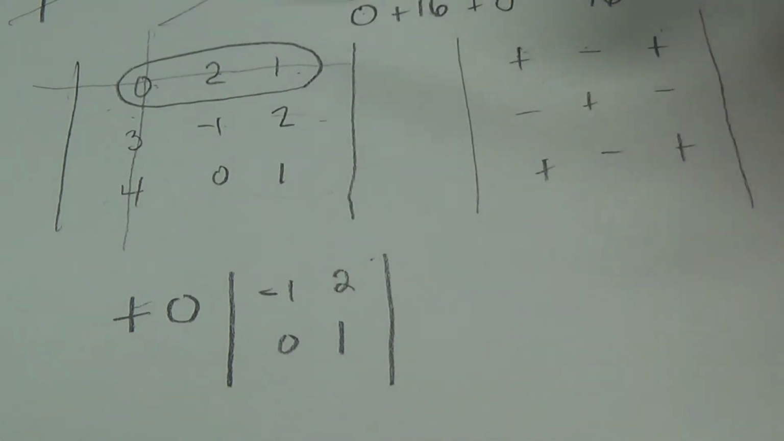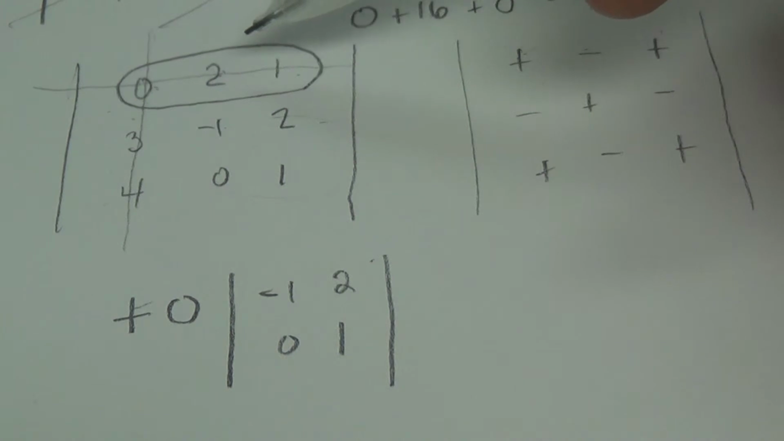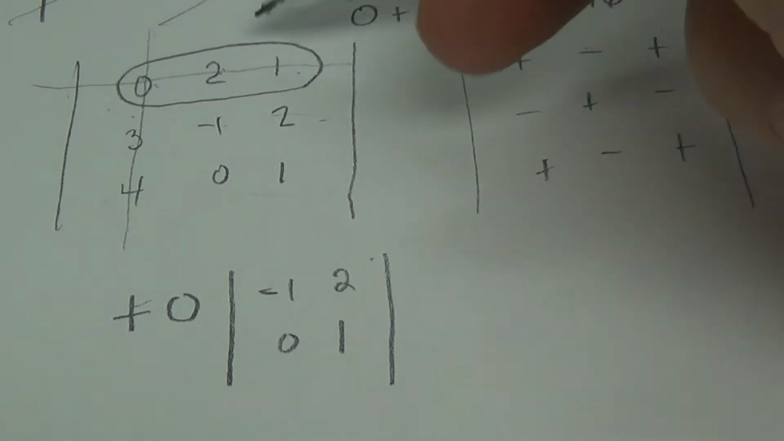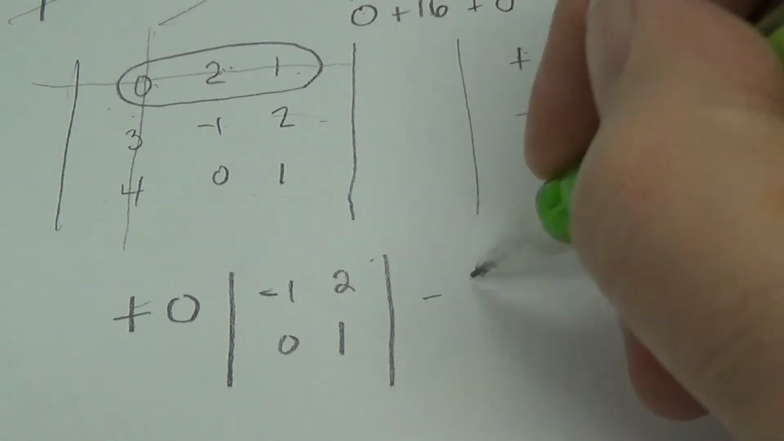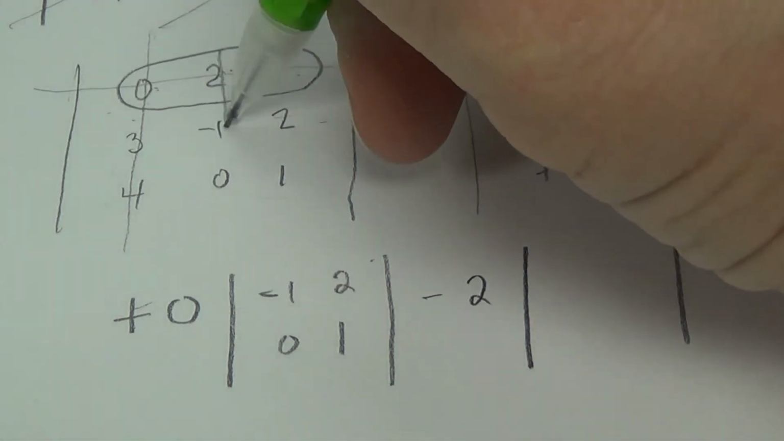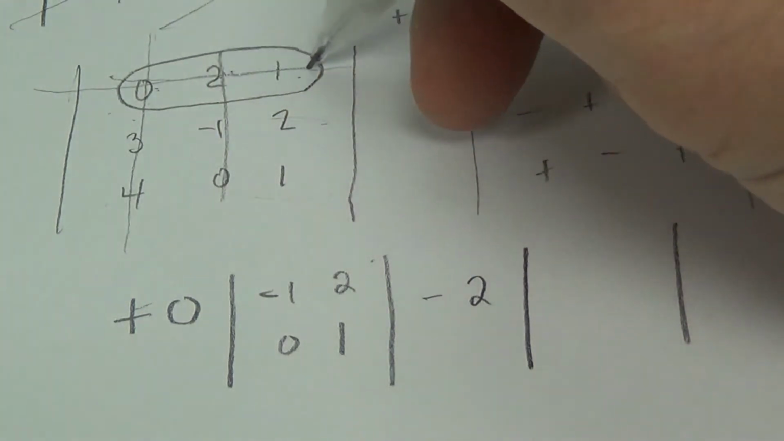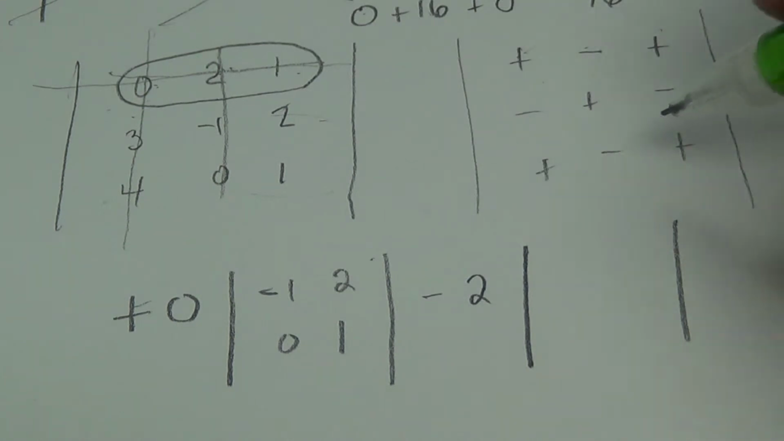Then I'm going to go to the next element in the row that I have chosen. And notice that it's associated with the negative. So I'm going to put negative 2. And now I'm going to eliminate the row and column that it is in. Can you tell that 3, 2, 4, 1 is left?